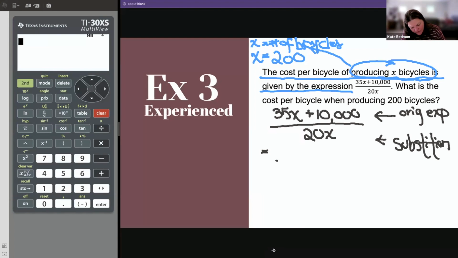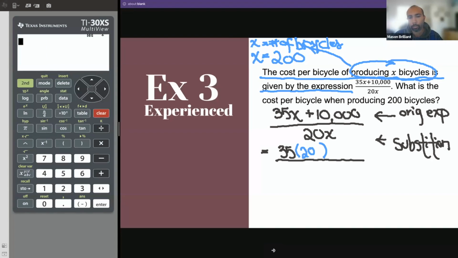Now, make sure you have that nice long fraction bar. Don't lose that. And then, of course, don't lose any numbers, right? Like we have 35X, but do trade out X for the known value. You told me X was what, Mason? 200. So I'm going to plug that 200 in using parentheses, because 35 and X are shoved together.